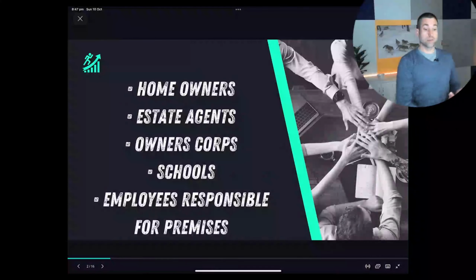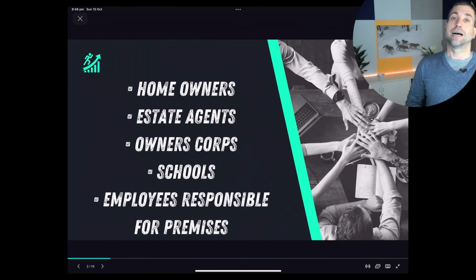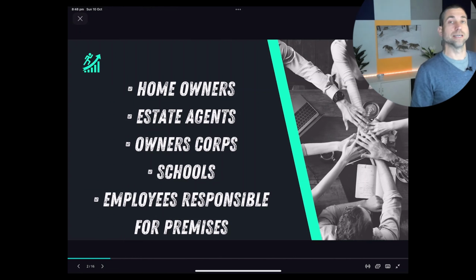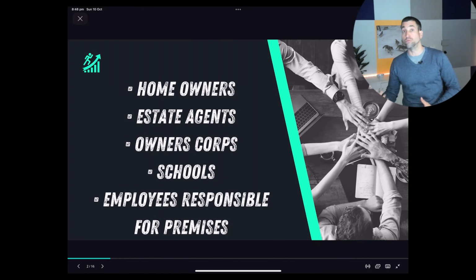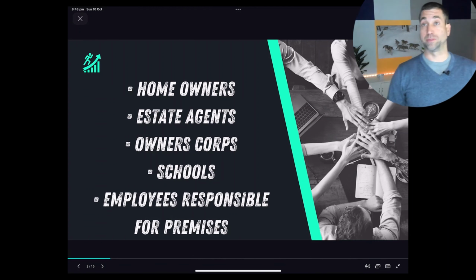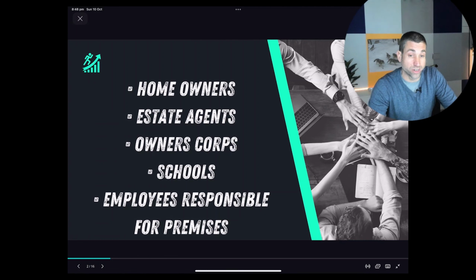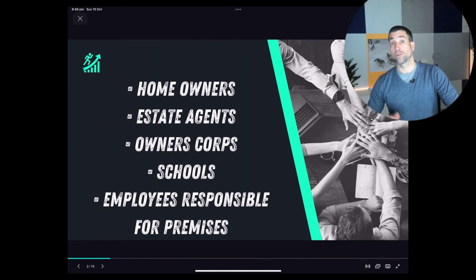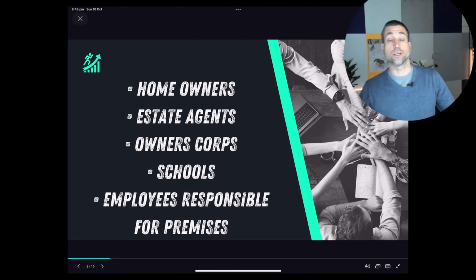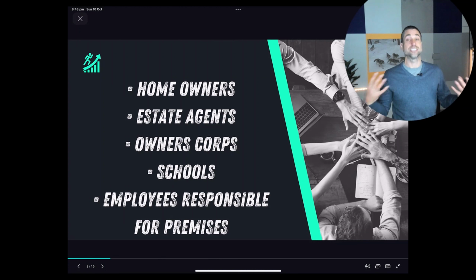Now I don't just mean homeowners there. That's obviously one of them, but it would be real estate agents. It's owners corporations, taking care of a block of flats potentially. A school or schools. Any employee responsible for a premises, right? I'm not considering insurance or maintenance work in here. If you want to do insurance work, insurance farms it out to builders, so you're not going to pick up insurance work by going to the insurance company unless you're a registered builder.